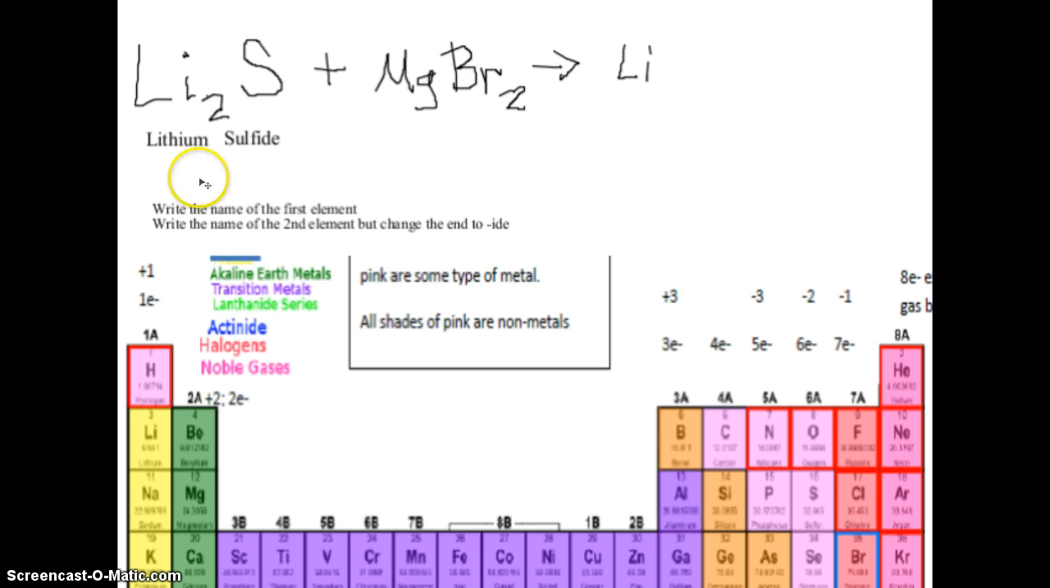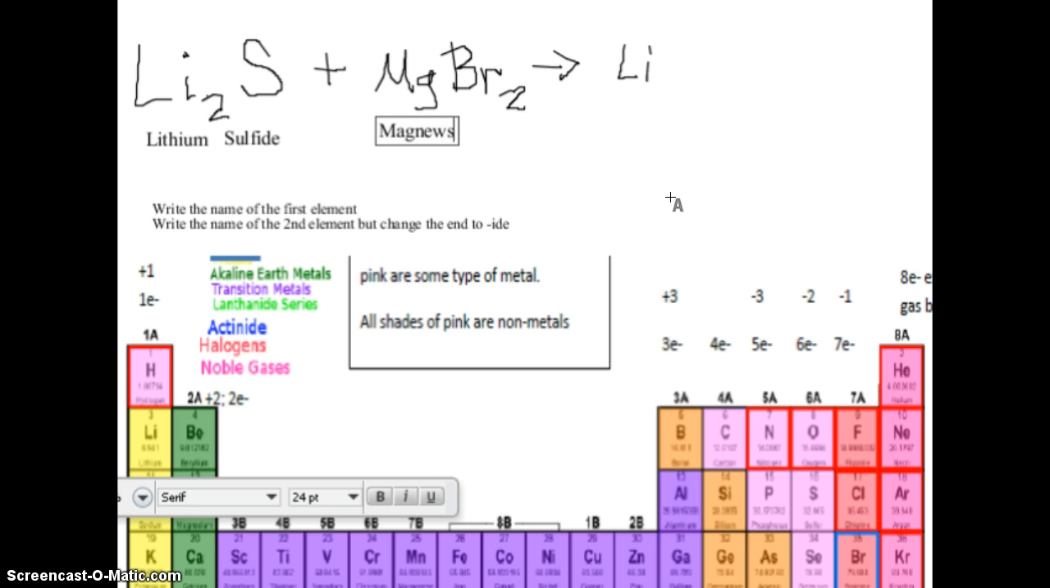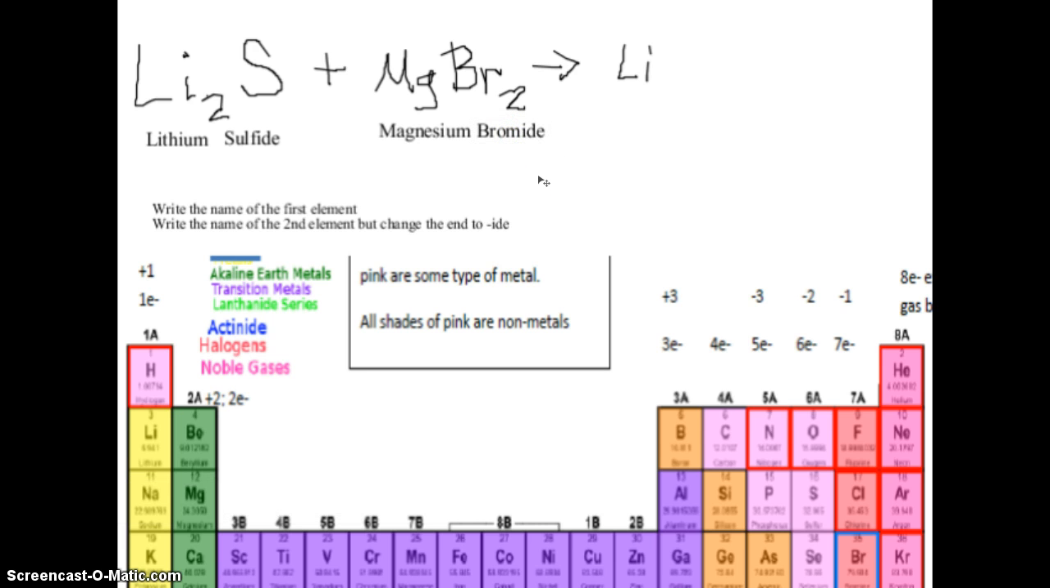All right, and then it's plus MgBr2. So what element is Mg? Magnesium. And what element is Br? Bromine, but instead of bromine, it's going to be what? Bromide. So that ionic compound is called magnesium bromide. Not too bad. All right, so now let's go ahead and predict the products.